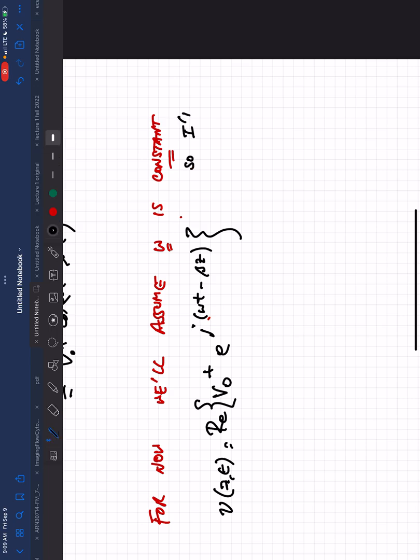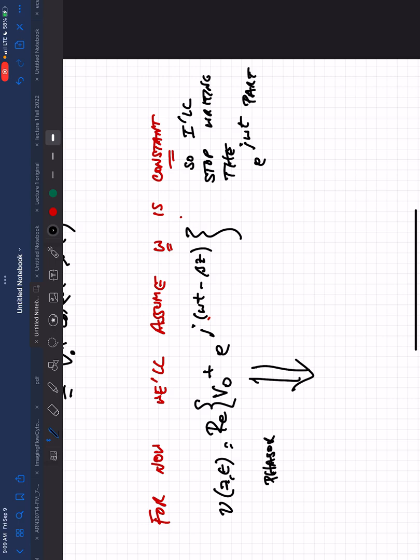So I'll stop writing the e to the j omega t part. Okay? And so in the phasor notation, I'm just going to say it's going to be V0 plus e to the minus j beta z.